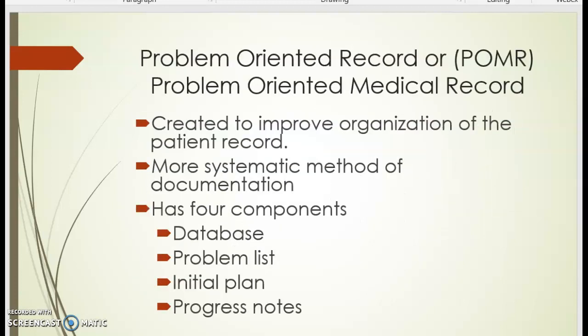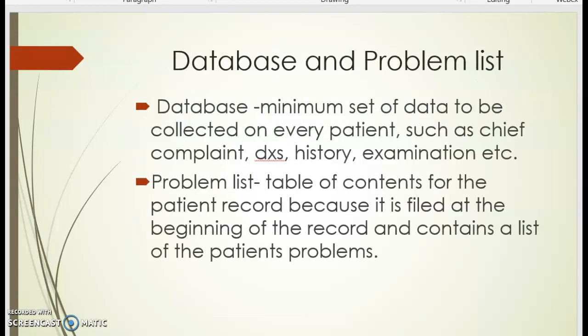Now the POMR, Problem-Oriented Medical Record, is to improve organization of the patient record. It's a more systematic method of documentation. It has 4 components. We have a database, the problem list, which is usually right at the beginning of the chart, initial plan, and then of course your progress notes.